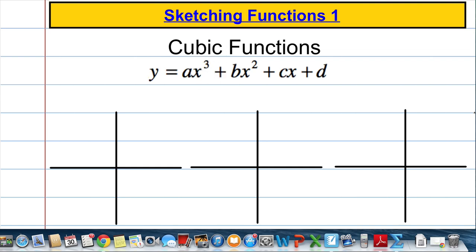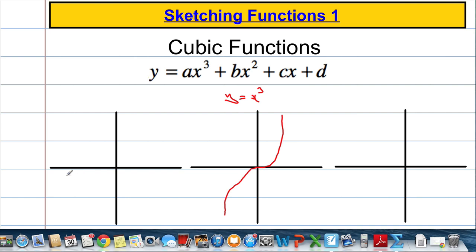And I'll just do a quick sketch of what the most basic cubic function is. y equals x cubed. And it looks something like this, where it comes up and it will just pass through 0, 0 and then head off up to infinity like that. So that's the general shape of a cubic function.